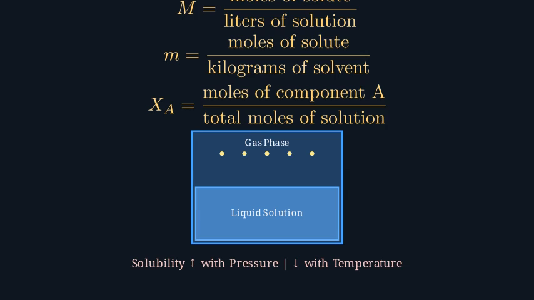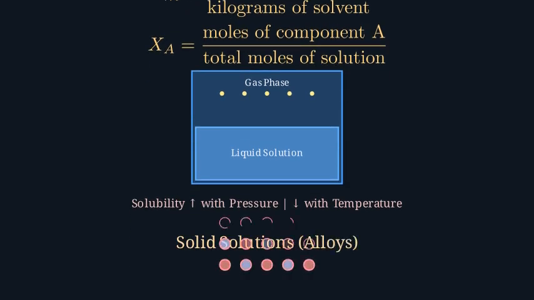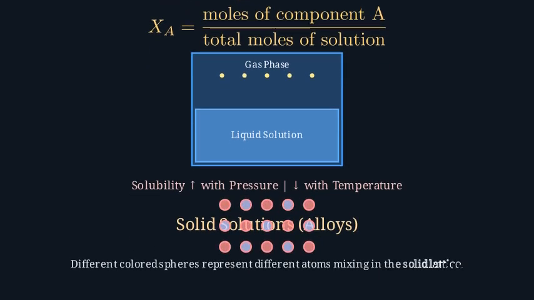Solid solutions have atoms of the solute occupying lattice positions in the solid solvent. Think of alloys like brass, where copper and zinc atoms mix in the solid crystal to change properties.